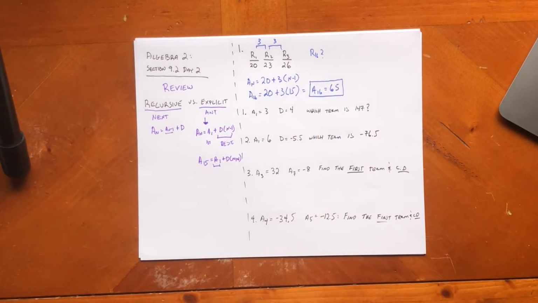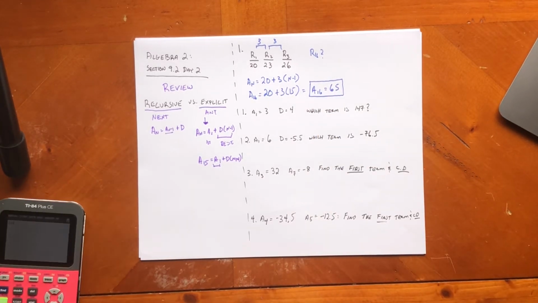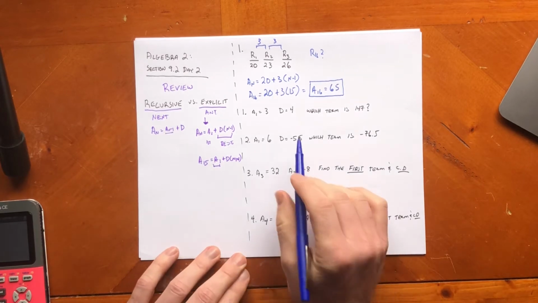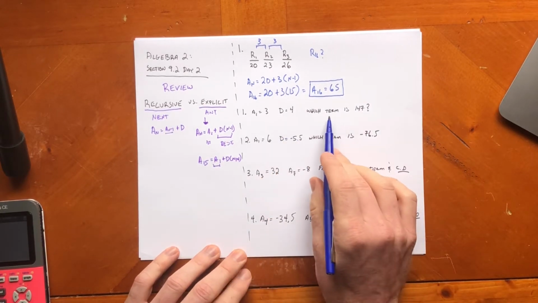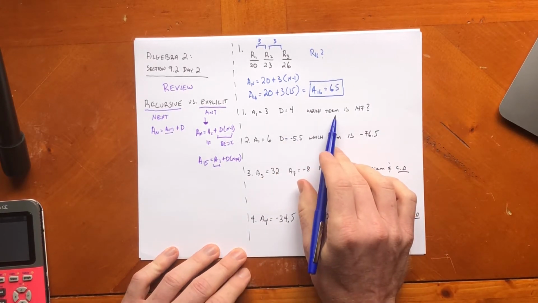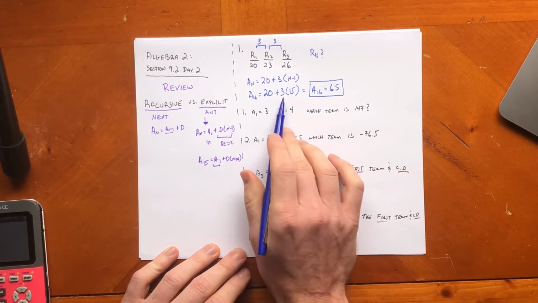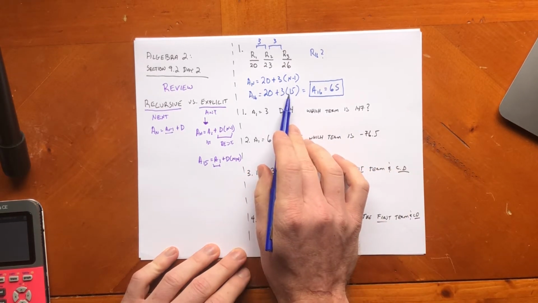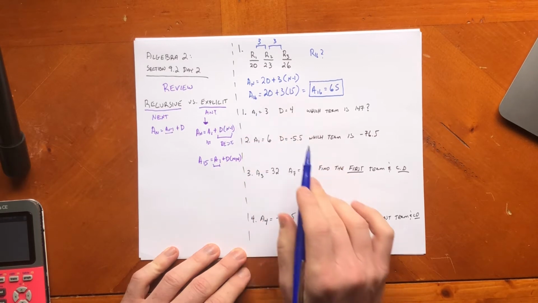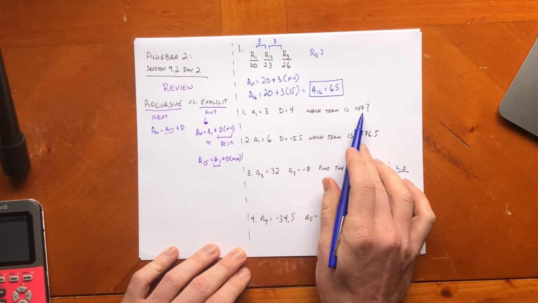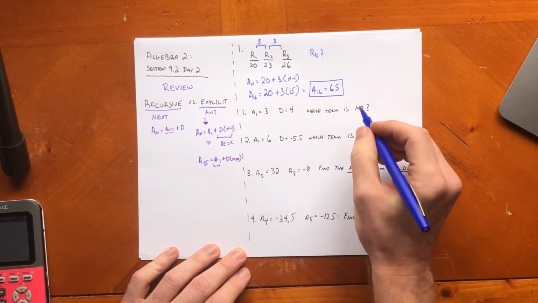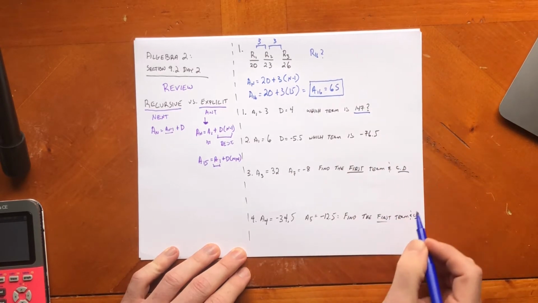Okay, cool. Next one, a sub 1 is 3. The common difference is 4. Which term is 147? So this is a little different, right? Normally we plug things into here. Now what we're going to do is plug things into here. So what term is 147?